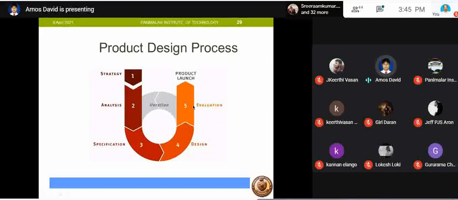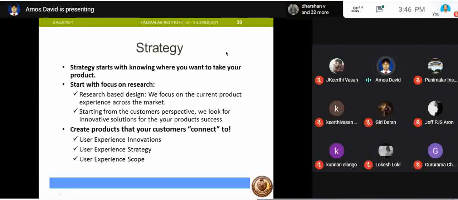If the evaluation is not good, and the remarks sent are not proper, they will have to go back to the analytical stage, design it again, and then come back to evaluation. If everything is satisfied and the evaluation is okay, then only the product will be launched. So this is how the product design process basically works.